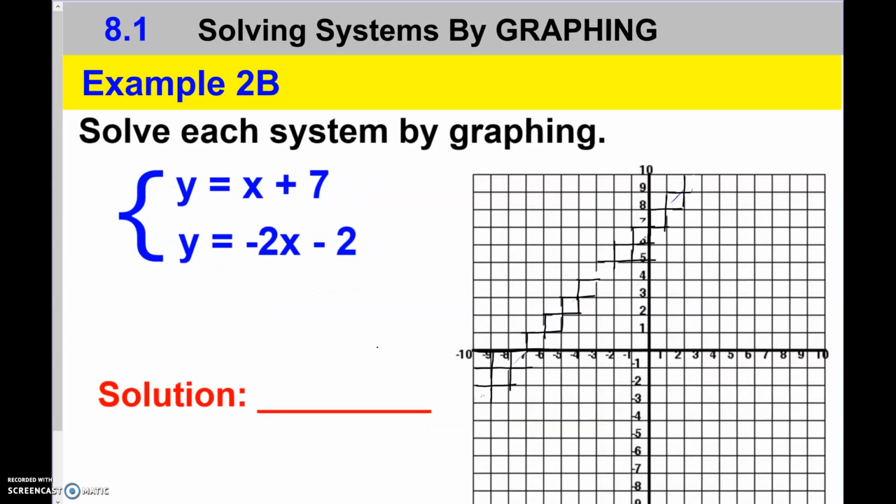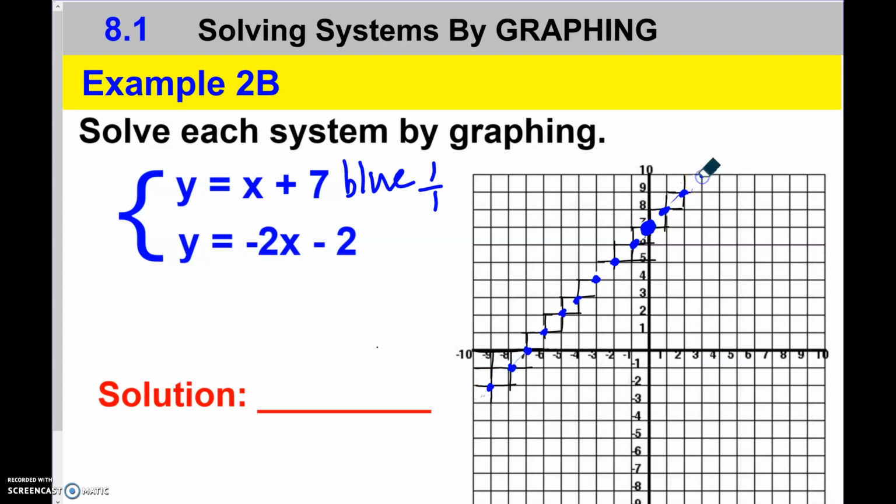All right, let's try this one. We're going to do the first one in blue. So this y-intercept is 7, so go up to 7 and put a dot. And then this slope is 1 over 1. So up 1 over 1. And this first line, I always make as long as I possibly can.